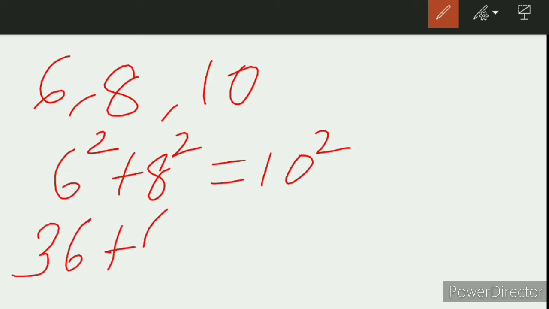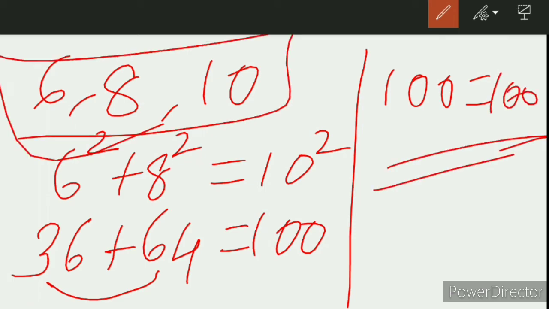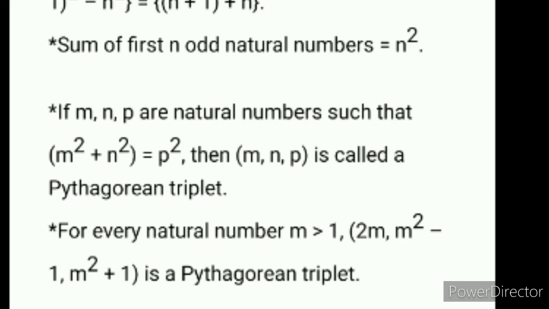8 square 64. 10 square 100. If you add 36 and 64, what will you get? 100 equal to 100. Those numbers are called a Pythagorean triplet. Pythagorean triplets are three numbers. For example, if one number is given, the other two numbers we can find using this condition, that is, 2m, m square minus 1, m square plus 1.